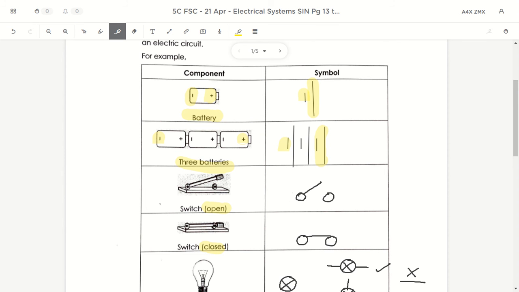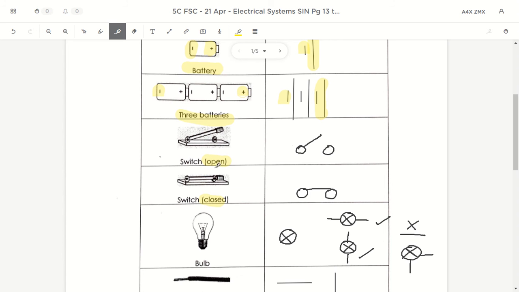So there are two types of switches, as we know. One is an open switch. One is a closed switch. A switch is actually two circles and a wire in between. If it's an open switch, the wire will be diagonal, not touching the circle. So there's a gap over here. A gap over here means it's an open switch. And if the wires touch each other, it means it's a closed switch. So a switch is just two circles and a line. If it's an open one, it will not touch the other circle. If it touches the other circle, it is a closed switch.